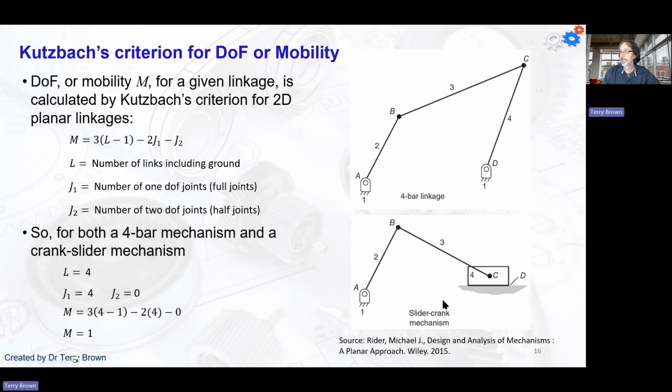And for the slider crank mechanism, we do the same thing. So count up our links. We've got ground, 2, 3. The 4th link is the slider. For the number of full joints, we've got 1 pin joint here, 2, 3 pin joints plus 1 slider joint, which here is considered to be a full joint because there's only the 1 degree of freedom, right? It can only move horizontally backwards and forwards. Right? Okay, so if you put those numbers in, it's the same numbers, so obviously you're going to get the same mobility for the crank slider or the slider crank mechanism.